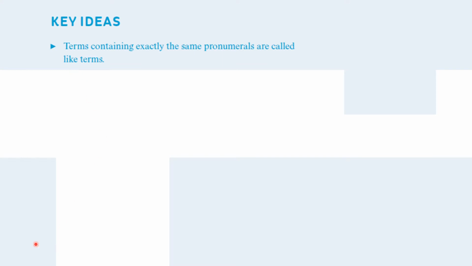So I'm just going to write next to this statement an example of two like terms. So I may have the term 2a, and I might have the term 5a. Both of these have the same pronumeral. That is the letter. They both have the letter A. So we would call these two like terms.